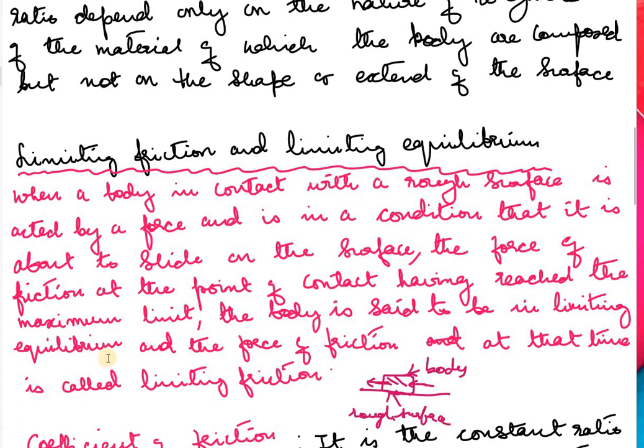So as you can see here in the definition, when a body in contact with a rough surface is acted on by a force, and it is in a condition that this body is about to slide in this direction, then the force of friction having reached a maximum limit, that is, just prior to the sliding or the motion of this body, is called the force of limiting friction, and the body at that time, which is in contact with this rough surface, where the limiting friction is maximum, is said to be in limiting equilibrium.